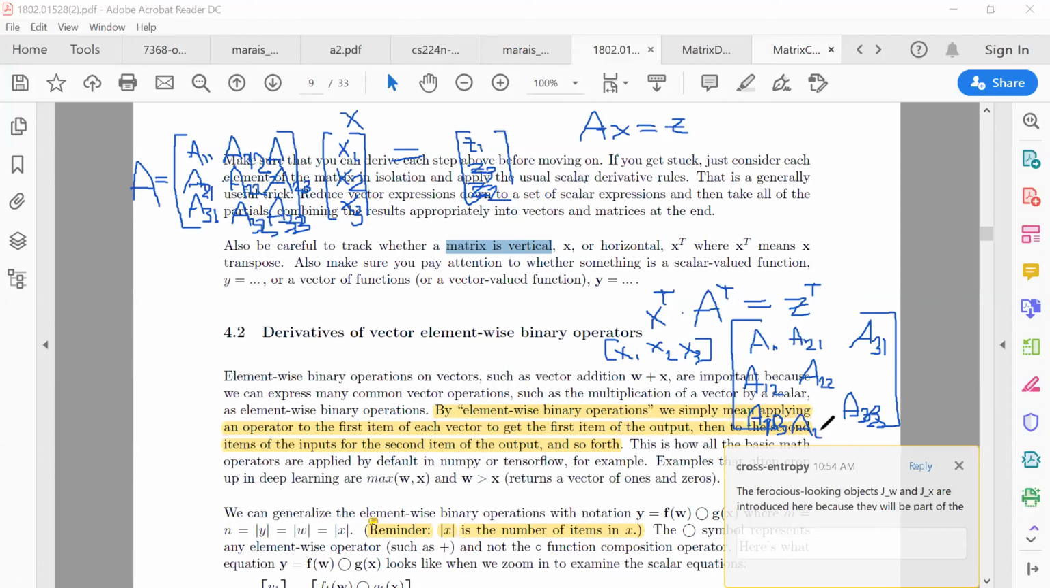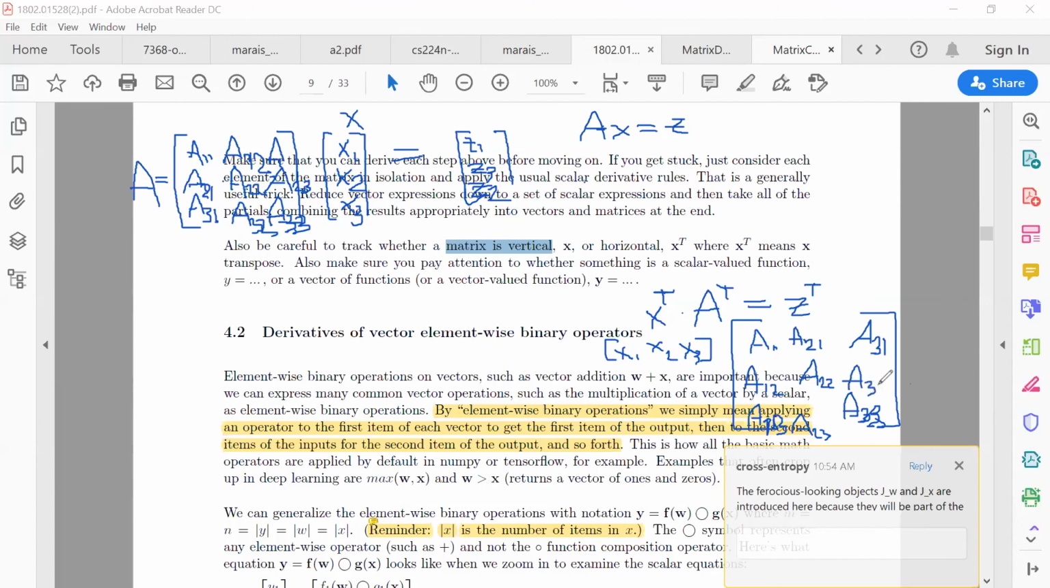So this is all just writing out the transpose. And it might look boring, but you should get familiar with doing stuff like this, right? And then A32 is here. So this is how you write the transpose of A.